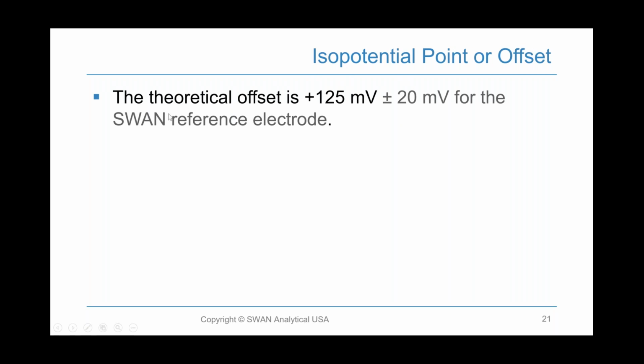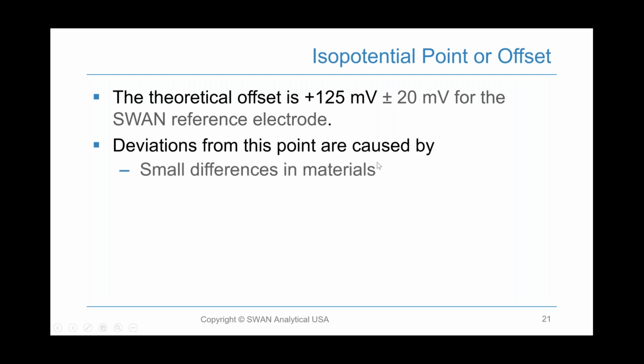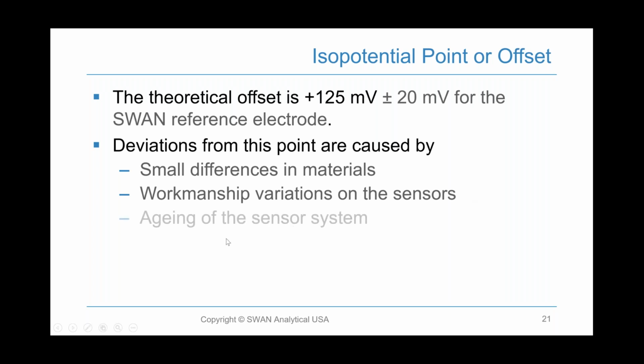Now, the isopotential pointer offset, the theoretical offset, is plus 125 millivolts plus or minus 20 millivolts for the Swan reference electrode. Deviations from this pointer are caused by a number of factors, such as small differences in materials, workmanship variations on the sensors because they're handmade, and aging of the sensor system. Also, loss of reference electrolyte, if it is not flowing due to buildup of potassium chloride crystallizing at that ground glass junction, or if the reservoir is empty, will also affect the offset.